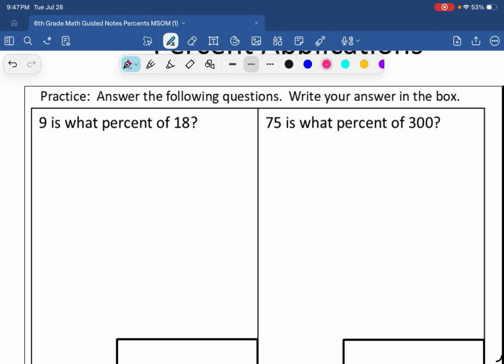Practice. Answer the following questions. Write your answer in the box. I'm going to solve these with bar models and ratios to show you 2 ways to solve them.